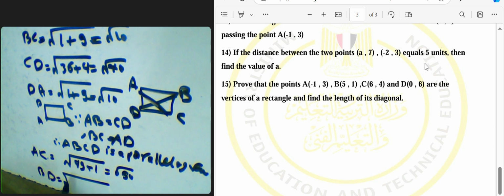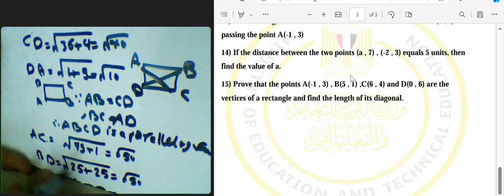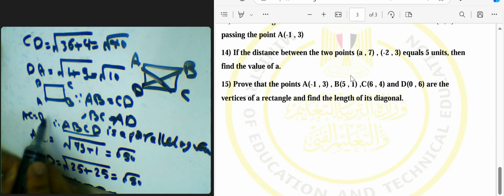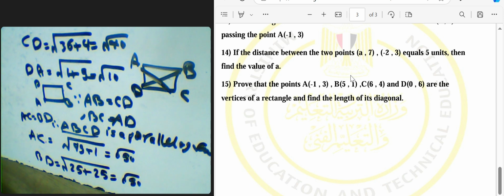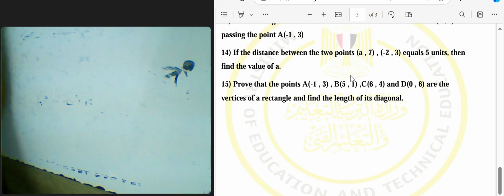And what about B and D? Look at here, 0 minus 5, negative 5 power 2, it will be 25. And 6 minus 1, it will be 5. 5 power 2, it will be 25. Then the result will be square root of 50. It's equality. We have two diagonals here equal in lengths. Then the parallelogram ABCD is a rectangle because two diagonals are equal in length. Then we write AC equal BD, and then ABCD is a rectangle.